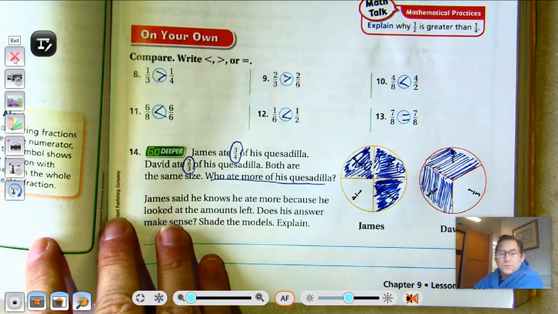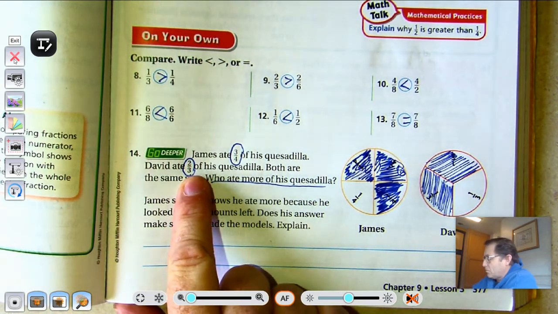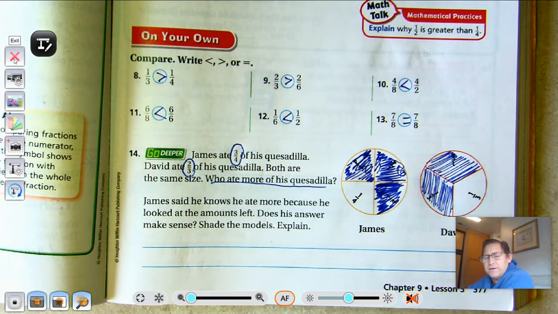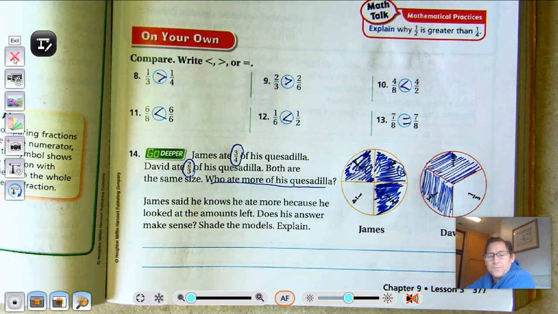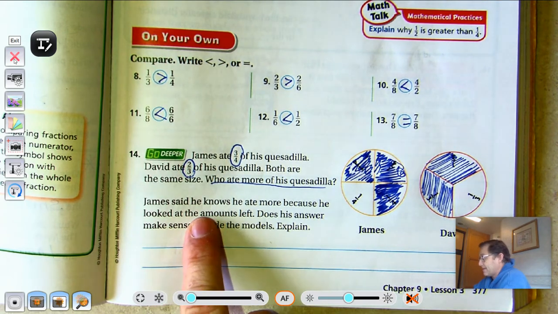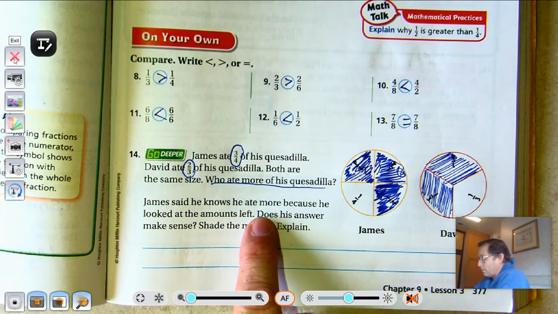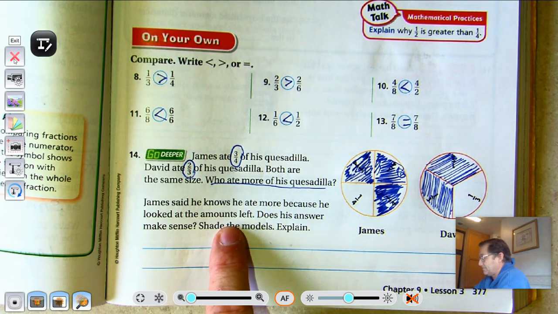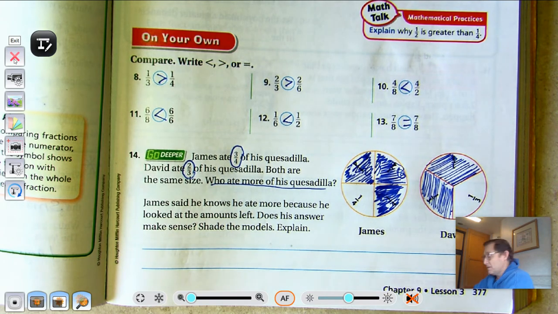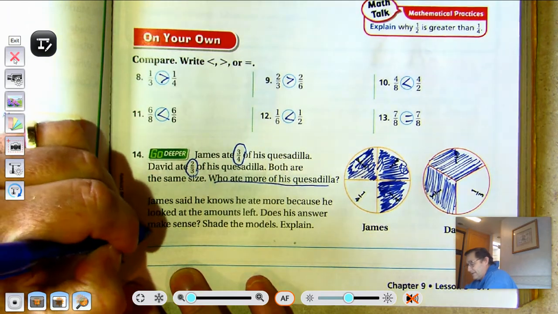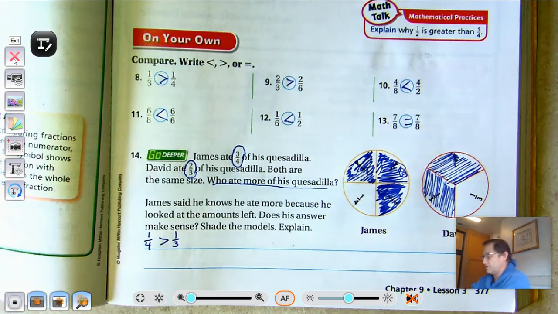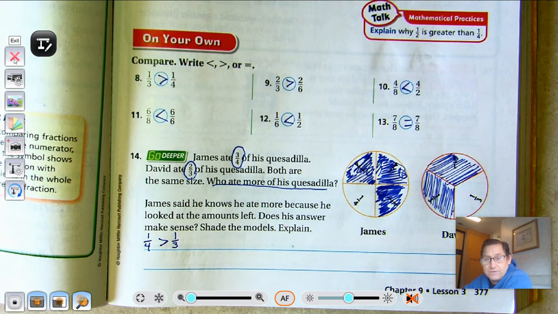Okay, so initially when you look at that, you're saying, well, how can I compare that? We haven't talked about different denominators, different numerators. How do I compare those? Well, we can compare what's left. So James says he knows he ate more because he looks at the amounts left. Does his answer make sense? Shade the models and explain. So basically what he's saying is 1/4 is greater than the 1/3 size piece. Is he right?